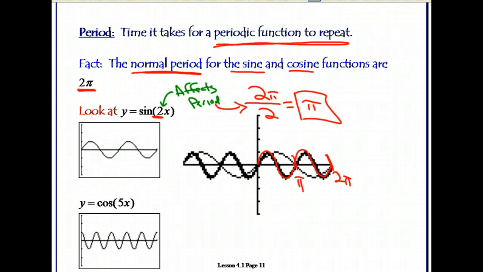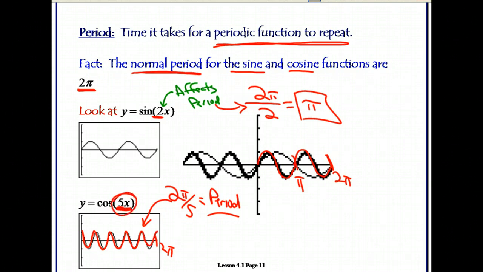So what do you think 5x is going to do? It's going to make that cosine graph appear 5 times as frequent. That used to take 2 pi to repeat. Now divide it by 5. The new period, the new time to repeat for this cosine of 5x, will be 2 pi fifths. Or, in a window that goes from 0 to 2 pi, how many cosine graphs do you get? You get 1, 2, 3, 4, 5 cosine graphs between 0 and 2 pi. So it's going 5 times faster.